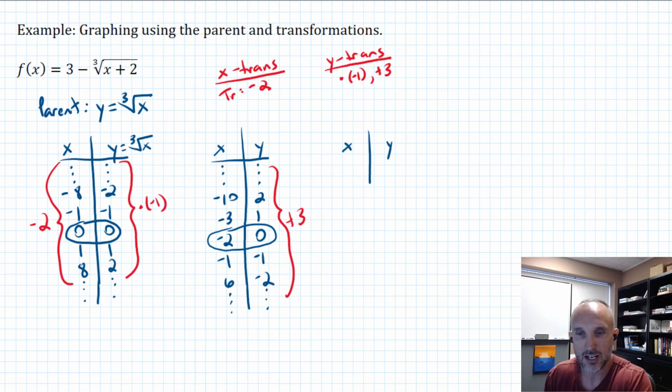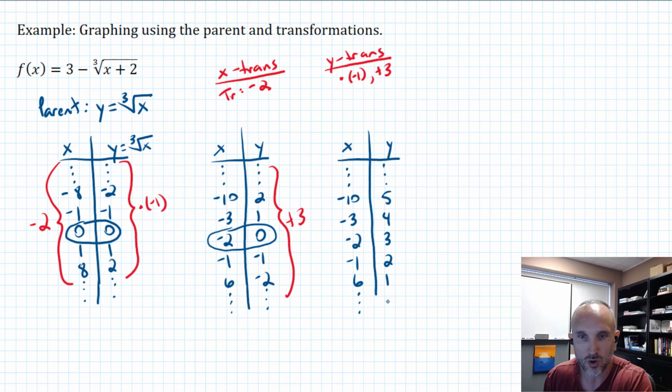And we get our final xy table. The x values don't change. I'll write those down. And our y values become 3 more than they were, so 5, 4, 3, 2, and 1. And -2, 3 is our reference point. Let's see what this graph looks like.